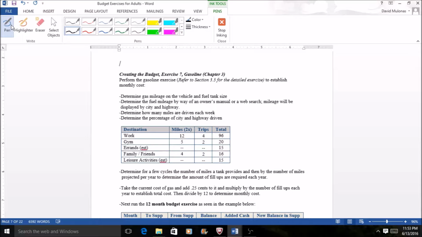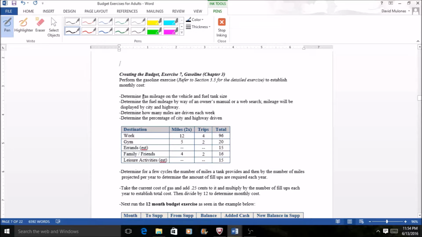We are in exercise 7 of creating the budget, where we're going to go through gasoline. Now, we went through this in the book, of course, and you can refer to section 3.5 for the complete detailed exercise. So what we're going to do here is just go through some brief pieces of it that are the crux of what you need to do.